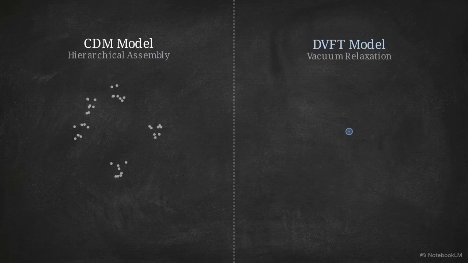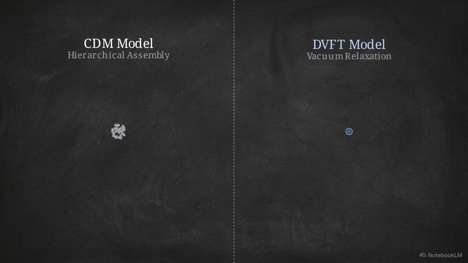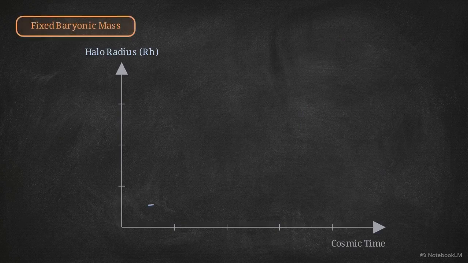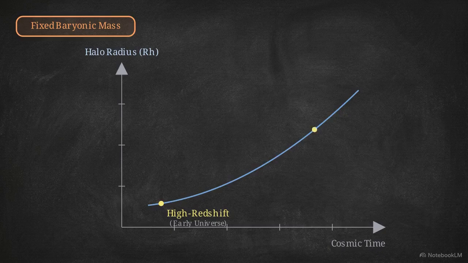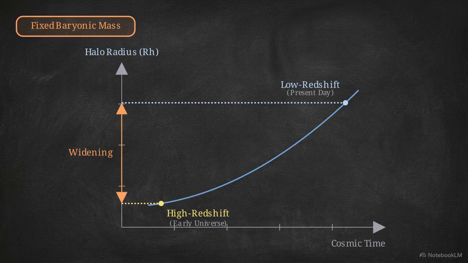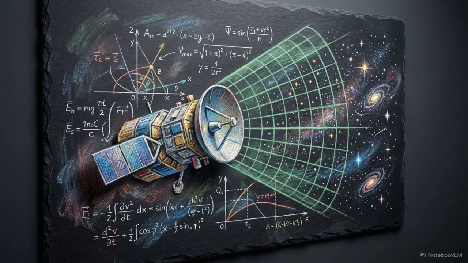The standard model predicts hierarchical halo assembly. DVFT predicts vacuum relaxation-driven halo widening. This graph plots halo radius against cosmic time. At a fixed baryonic mass, DVFT dictates that high redshift halos will be measurably tighter than low redshift halos as the defect slowly relaxes. Upcoming high-resolution surveys like Euclid, Roman, and the Square Kilometre Array are positioned to directly measure this redshift evolution and test the dark matter degeneracy.